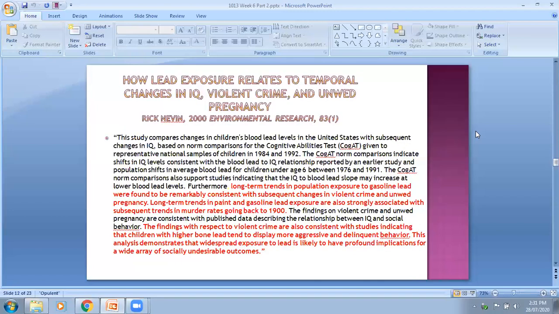So here is, I'm just going to stop for a minute and let you read this. But this is about lead exposure and how it can lead to changes in IQ, violent crime and unwed pregnancy. Please pay particular attention to the red bits.